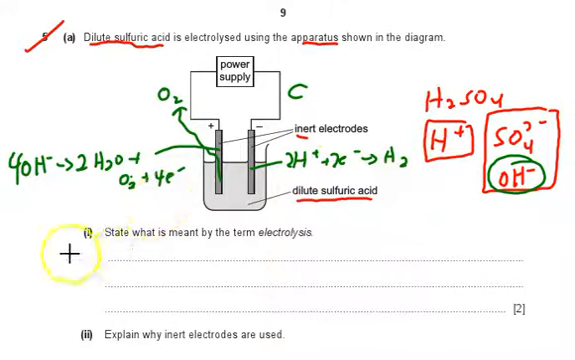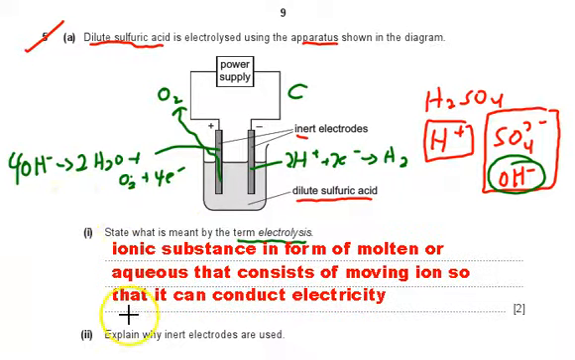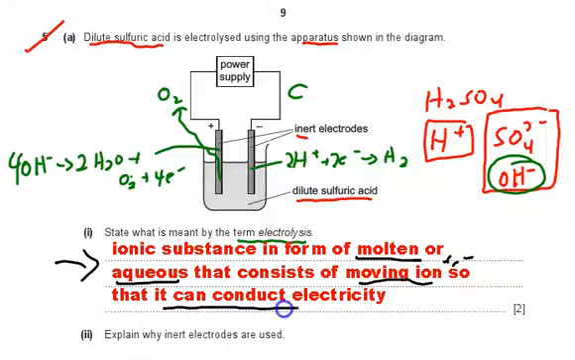Okay, now first question, state what is meant by the term electrolysis. So you can say a substance. Let me write it down for you. Okay guys, so this is my short answer here. Ionic substance in the form of molten or aqueous solution that consists of a moving ion, positive and negative, so that it can conduct electricity. Okay, this is 2 marks.